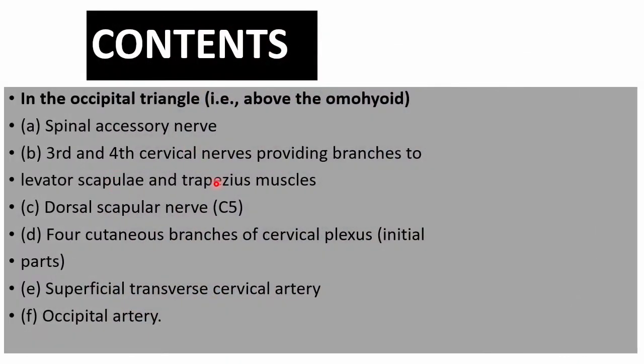Then coming to the contents of the occipital triangle. One is the 11th cranial nerve, the spinal accessory. Then the 3rd and 4th cervical nerves, which provide branches to two muscles, the levator scapulae and the trapezius. Then the dorsal scapular nerve, which comes from the roots of the brachial plexus. Then the four cutaneous nerves from the cervical plexus, which pierce the investing layer of deep cervical fascia, then pierce the platysma and the skin, and supply the skin. Then the superficial transverse cervical artery, and the occipital artery. These are the contents of the occipital triangle above the omohyoid.